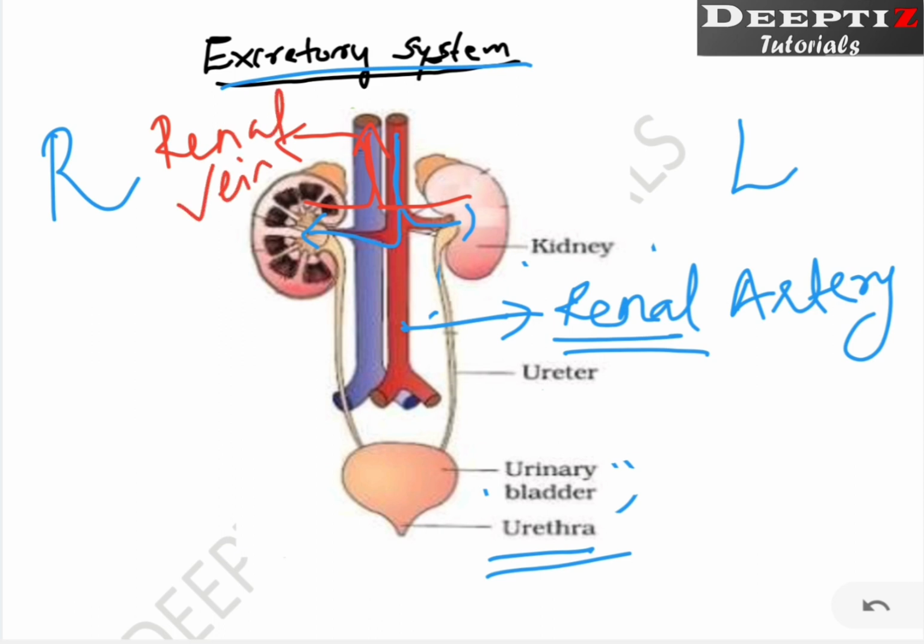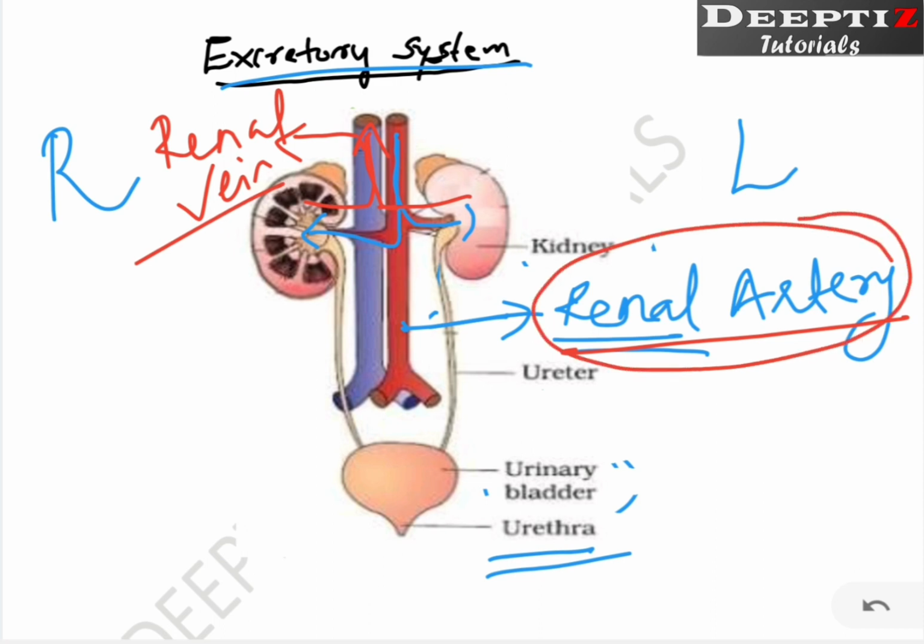So what is the difference between renal artery and renal vein? Renal artery brings blood from the heart to the kidney, or a simple way you can say: which blood vessel gives blood to the kidney? That is renal artery. Which blood vessel takes blood away from the kidney? That is renal vein. Now when the blood comes to the kidney, it filters the blood. Now what will be there in the kidney? After filtration, urine will be formed in the kidney.